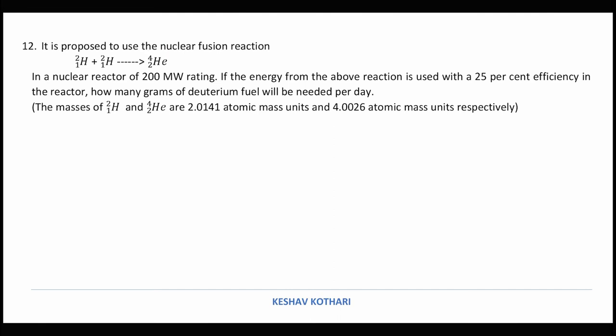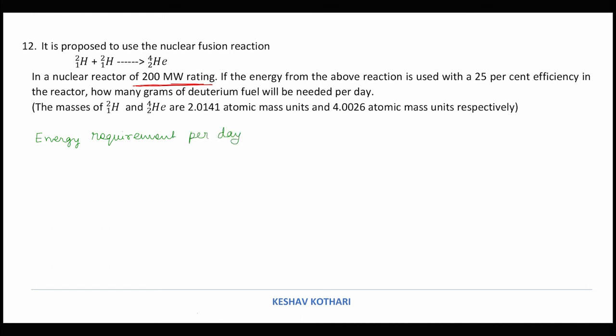The masses of deuterium and helium are given to us. So if we begin with the energy requirement per day, the value which we are given initially is the 200 megawatt rating. So from here, I can begin my calculation by calculating the energy requirement per day.